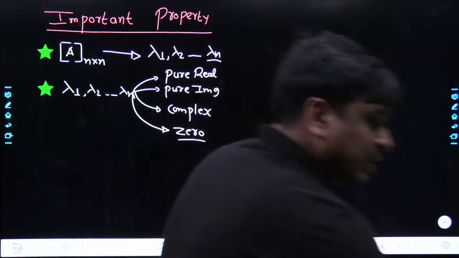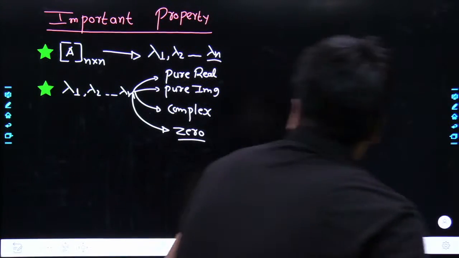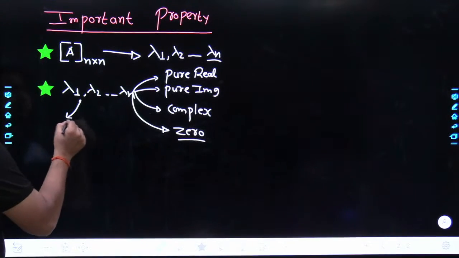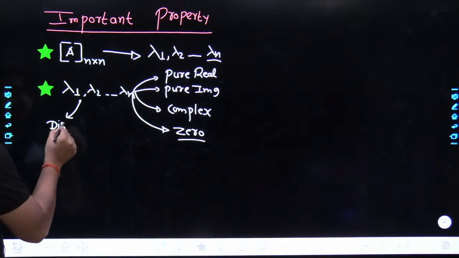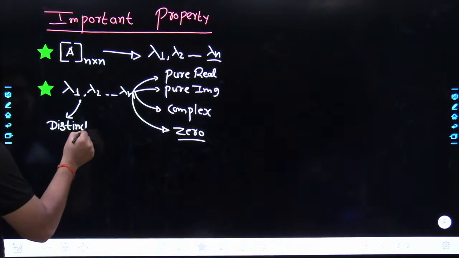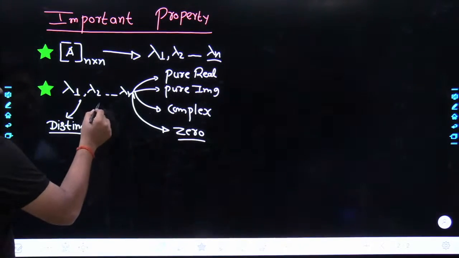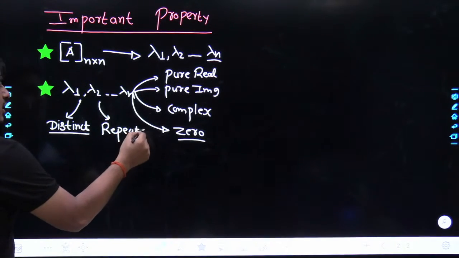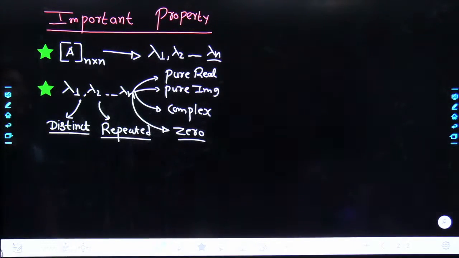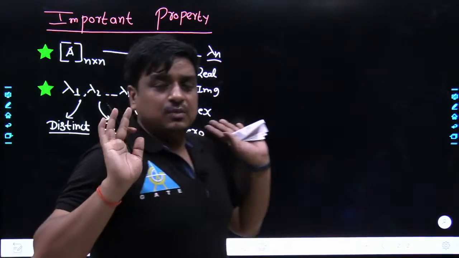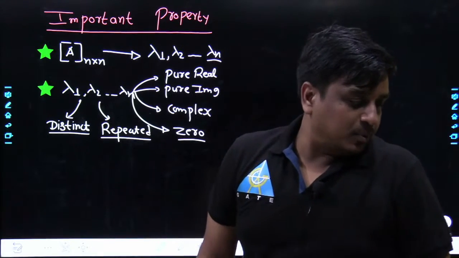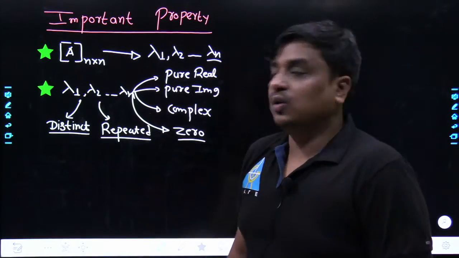Not only that, even the lambdas can be distinct. That means you have different values of lambda, and even they can be repetitive. So you need not get worried about that. You can have any sort of situation. Is that part clear? Till this point, probably each and everything must be clear to all of us.